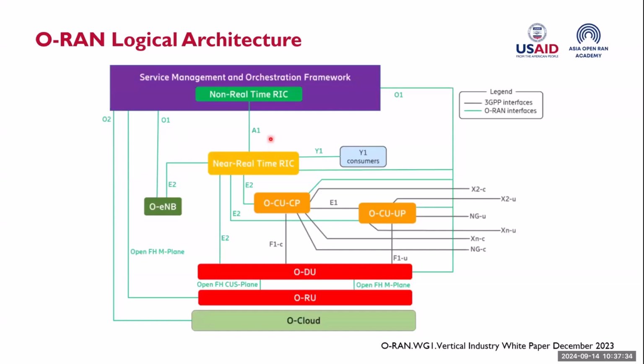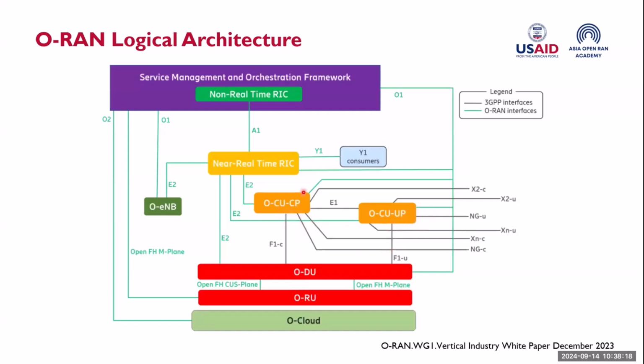The O2, O1, A1, E2, okay, these are the interfaces. And for the 3GPP interfaces, these are the typical interfaces, for example, the E1 interface that connects the control plane of the centralized unit to the user plane of the centralized unit. Then you also have the F1 control plane and the F1 user plane, so that connects the ODU to the corresponding control plane and user plane.